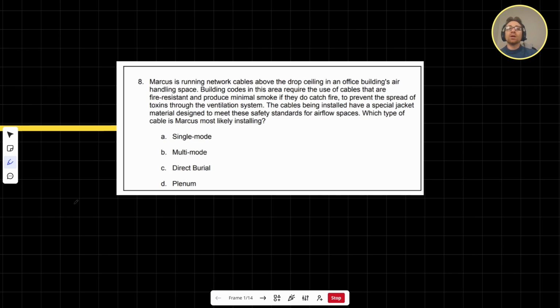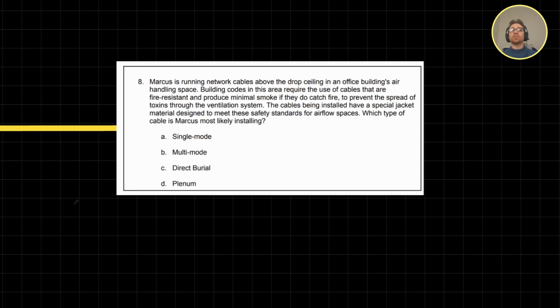Marcus is running network cables above the drop ceiling in an office building's air handling space. Building codes in this area require the use of cables that are fire resistant and produce minimal smoke if they do catch fire, to prevent the spread of toxins through the ventilation system. The cables being installed have a special jacket material designed to meet these safety standards for airflow spaces. Which type of cable is Marcus most likely installing? A. Single mode. B. Multi-mode. C. Direct burial. D. Plenum.